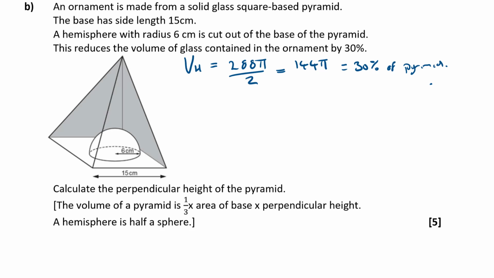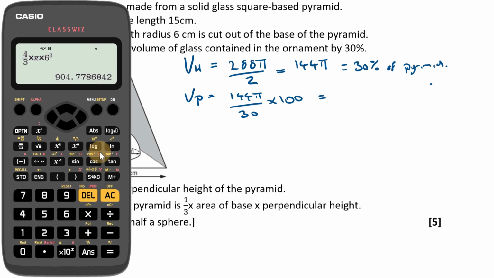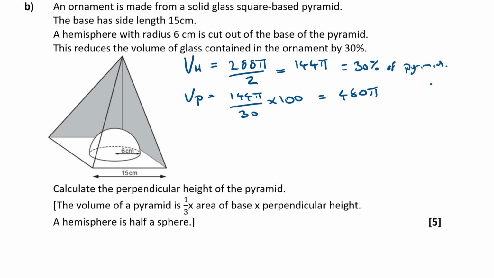Okay, so what is the volume of the pyramid then? If 144 pi is 30%, if I take that 144 pi and I divide it by 30 and I times it by 100, I'll get 100%, won't I? So let's do that. 144, I'm not going to bother putting the pi in because I'm just going to use it as a multiplier of it. So that comes out to be 480. 144 divided by 30 times 100, so that's 480 pi. Okay, so that must be the volume of the pyramid, 480 pi.